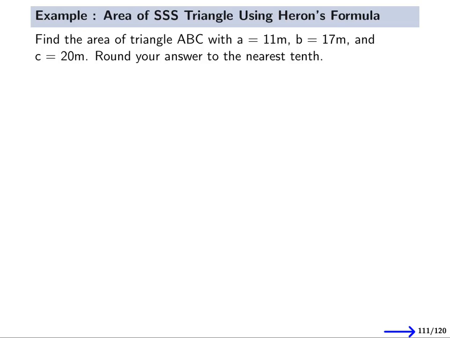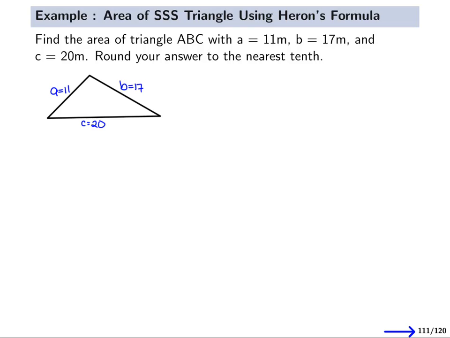We're looking to find the area of triangle ABC that has side a equal to 11 meters, side b equal to 17 meters, and side c equal to 20 meters. And so first things first is to draw a triangle. So we're going to go ahead and do that, and we're going to label our sides correctly. And of course, once we label our sides, then that determines which angles go where.